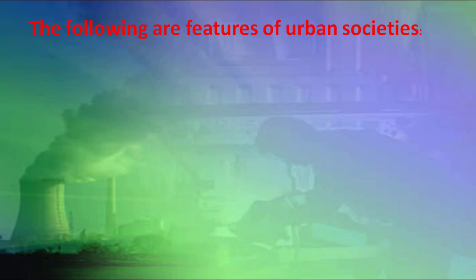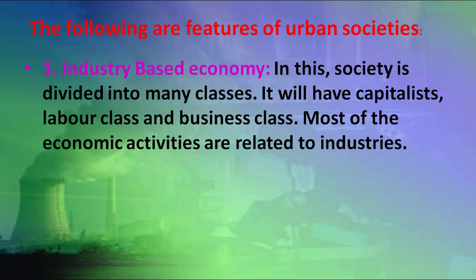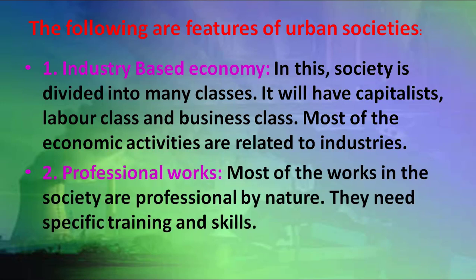Here are some of the very important features of urban society. Which are they? Number one, industry-based economy. In this society, people are divided into many classes: capitalists, labor class and business class. Most of the economic activities are related to industries. The second one, professional work. Most of the work in the society is professional by nature. They need specific training and skills.